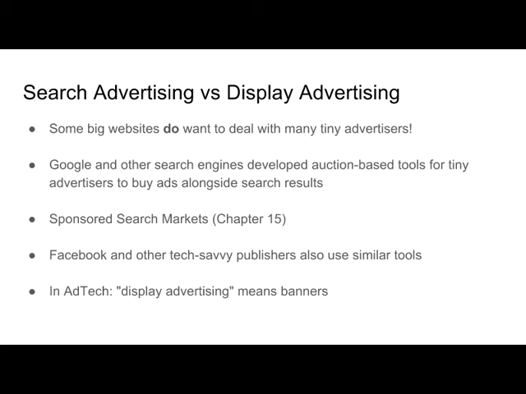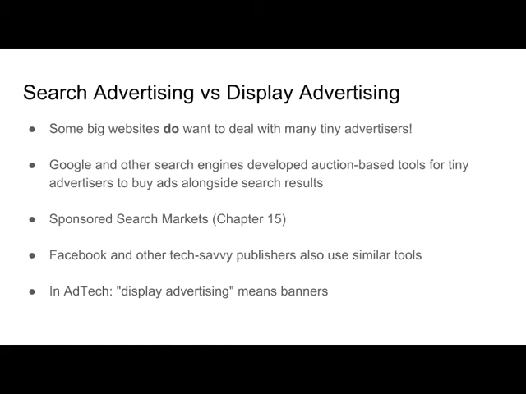So the big asterisk is that some big websites actually do want to deal with lots of tiny advertisers. The most famous one, obviously, is Google. So Google, in the ontology of online advertising, is a publisher. Many people think of Google as being a middleman, and it does play that role in some markets, but with respect to search, with respect to Google.com, Google is a publisher, right? You go there, it gives you a web page. It's a middleman on your way to whatever it is you're looking for, but from the point of view of the publisher-advertiser dichotomy, it's very much a publisher.